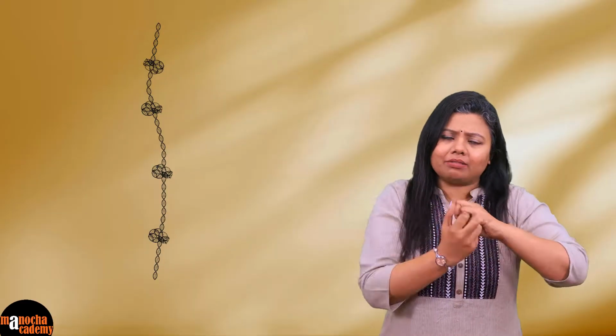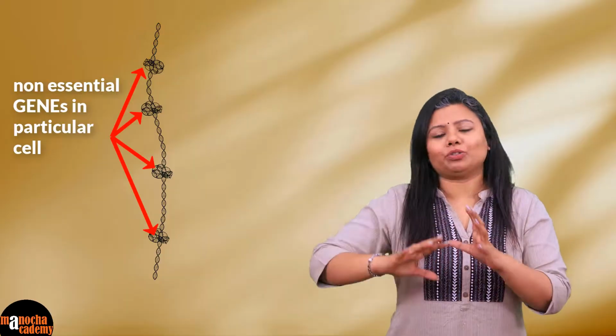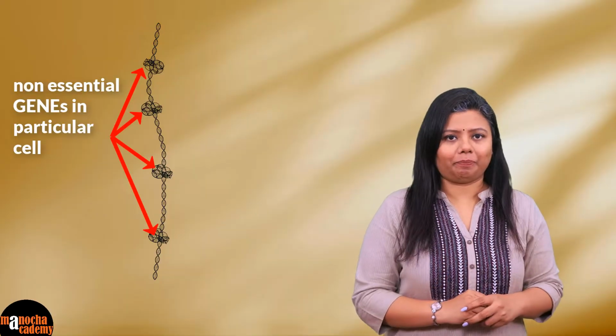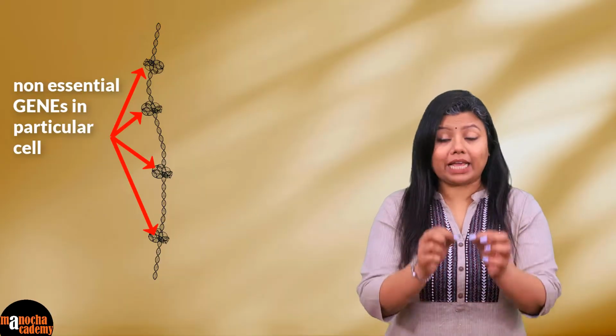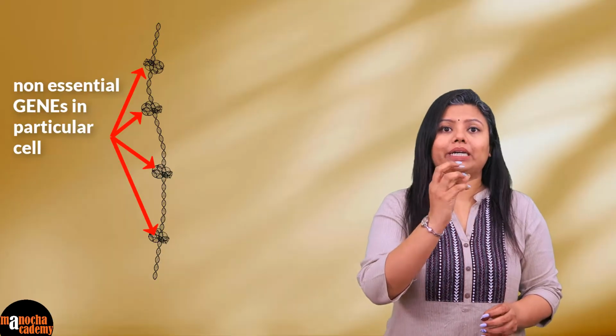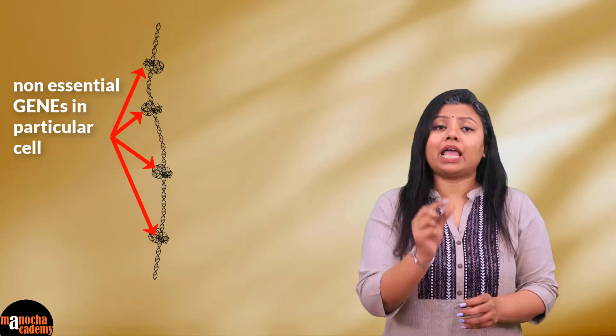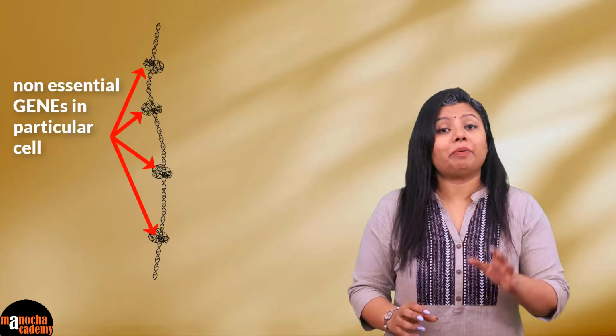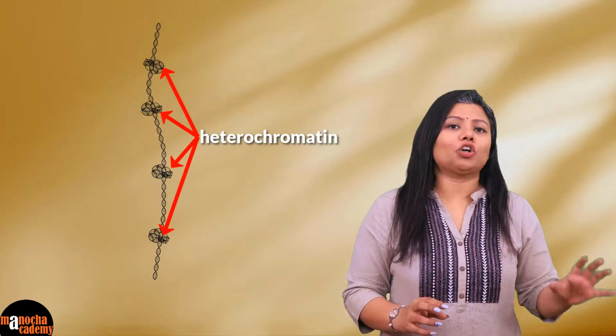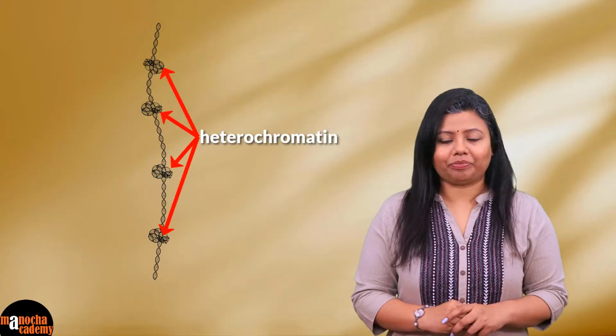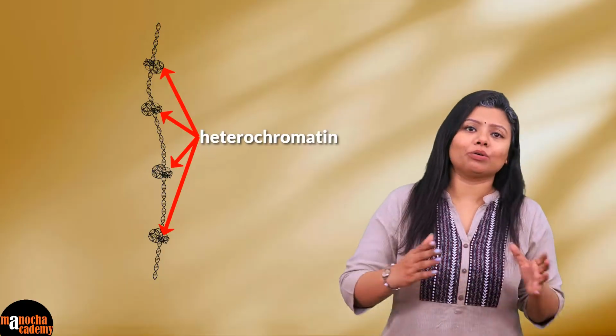So in the chromatin thread-like structure, we find some beads at certain distances where the gene has been folded and made into a knot, those genes which are not essential for that cell. Of course, if you stain the chromatin, those knots will take up the darkest stain and they are thicker regions, but from them, proteins are not very easily synthesized. These are known as heterochromatin.